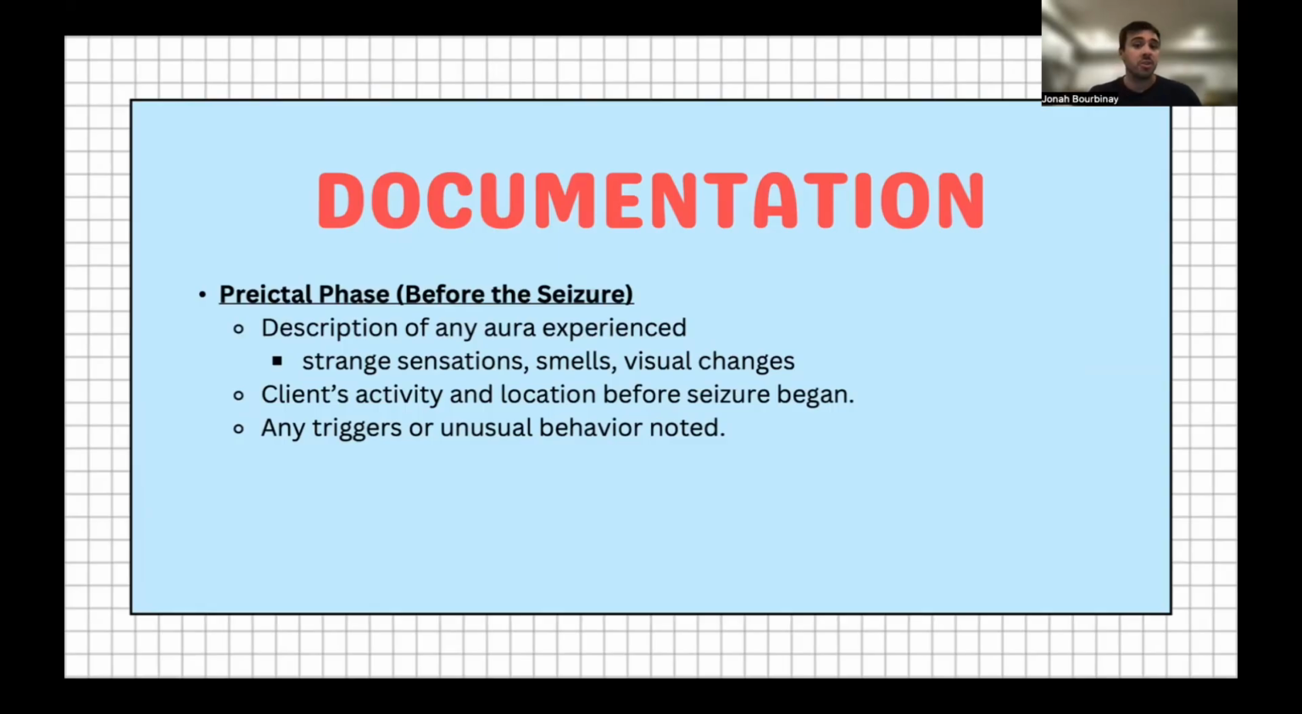Now, it is also important to note the client or the patient's activity and location before the seizure began. Were they exercising? Were they watching TV or just watching different monitors? Which goes into the next point of were there any triggers? Were they in a situation or was anything happening that could have elicited the seizure episode? And then lastly, were there any unusual behaviors noted before the seizing happened, before the episode occurred?